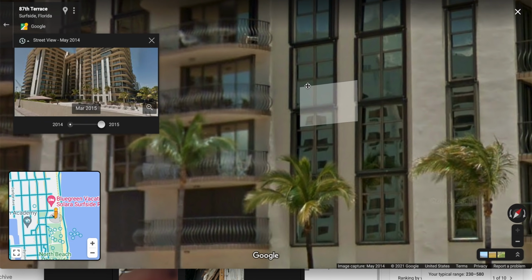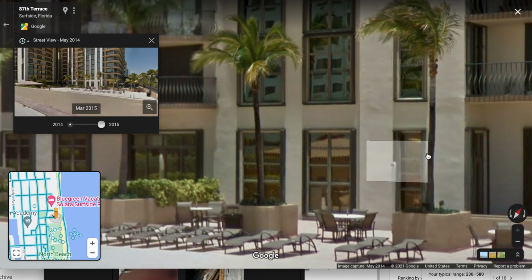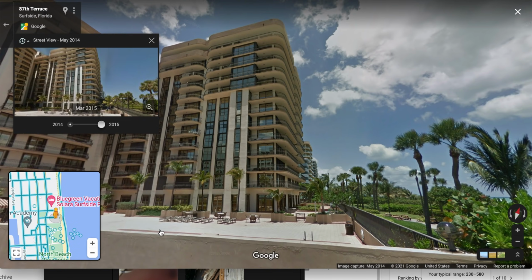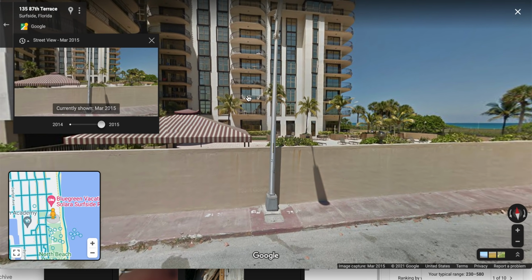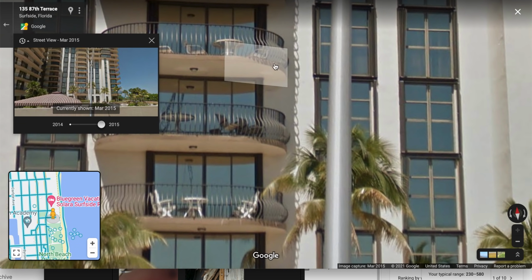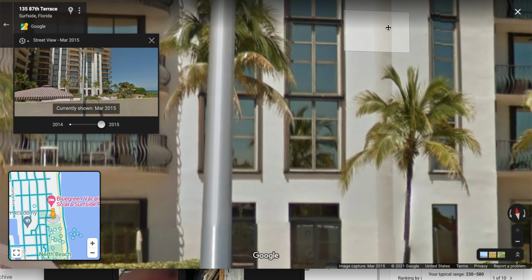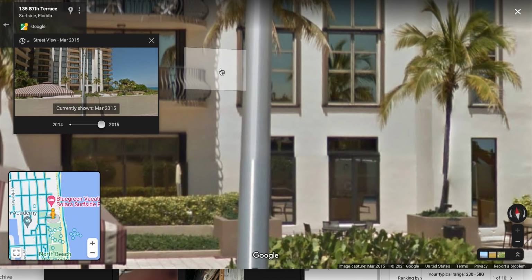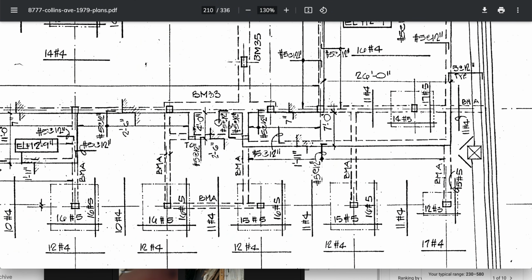So you get that little bump out here, as in a camera there. A little bump out here, and I don't see a bump out over here. So I see the little bump out right there, but I don't see the secondary bump out. Let's go back to the plans. So we're looking at this bump out here, and it continues over, opens up to a deck.